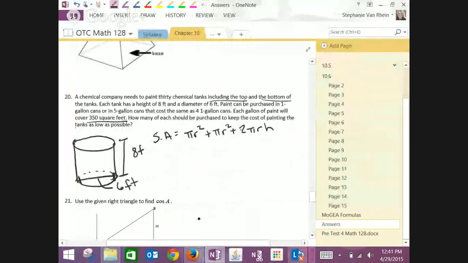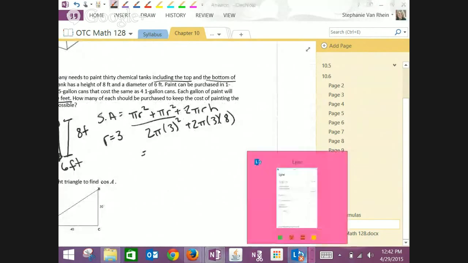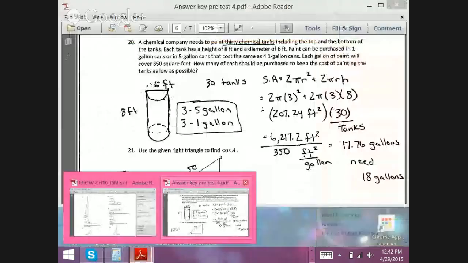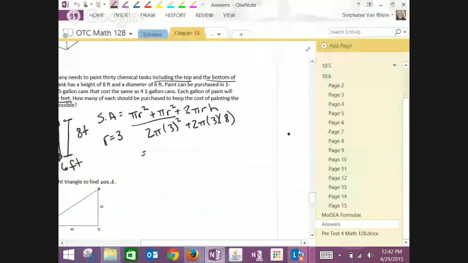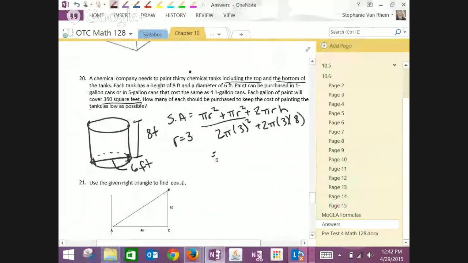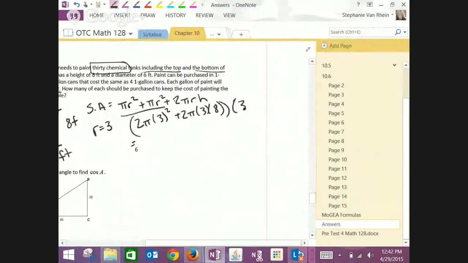So if we go to calculate this, keep in mind r is going to be 3. So this is actually 2 pi 3 squared plus 2 pi 3 times 8. If I plug this in, I end up with that many square feet, and I also know that I'm getting 30 of them. There are 30 chemical tanks that I need to paint. So I take this times 30, and that's going to be my total surface area for 30 tanks.